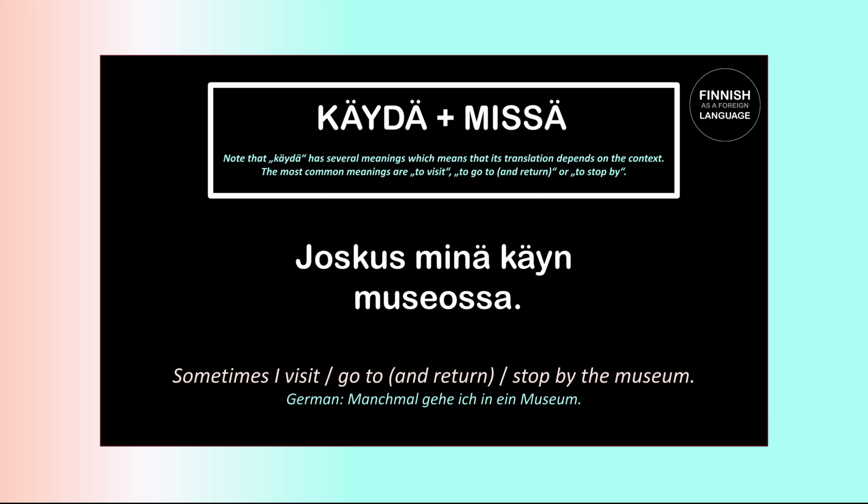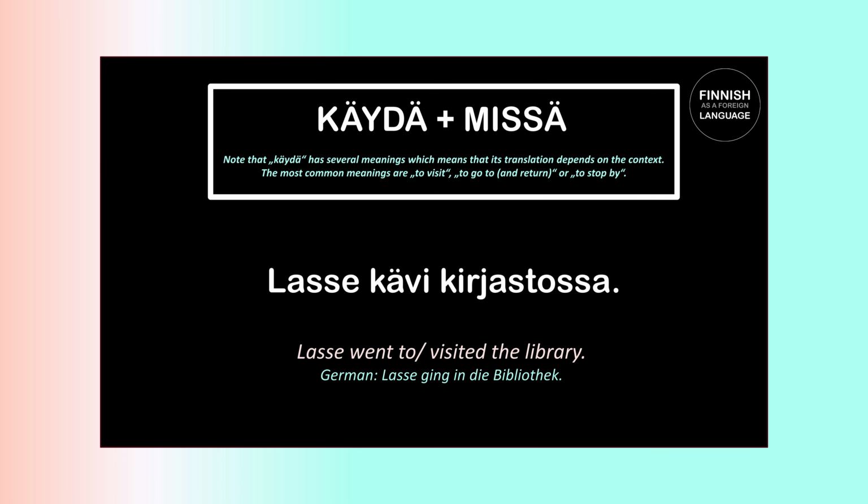Let's have one more example. Lasse kävi kirjastossa. Lasse kävi kirjastossa means Lasse went to the library. So kävi here is the third person singular past tense of the verb käydä, and kirjastossa here is the inessive case of kirjasto, which means library. Again, because we have here in this sentence the verb käydä, the library has to stand in the inessive case, which is why we say kirjastossa. Let's repeat. Lasse kävi kirjastossa. Lasse went to the library.